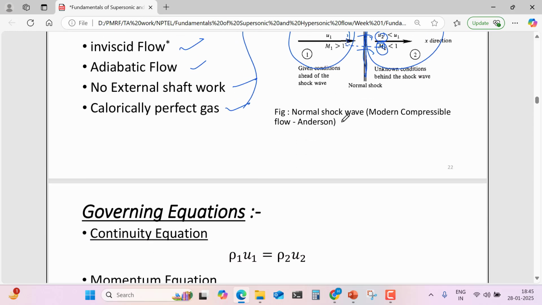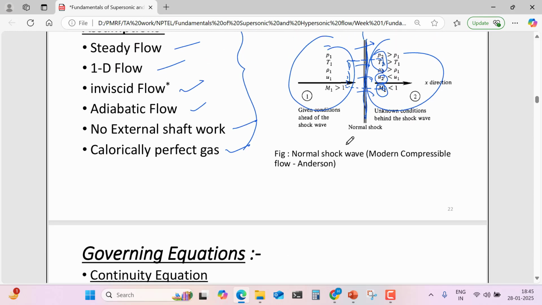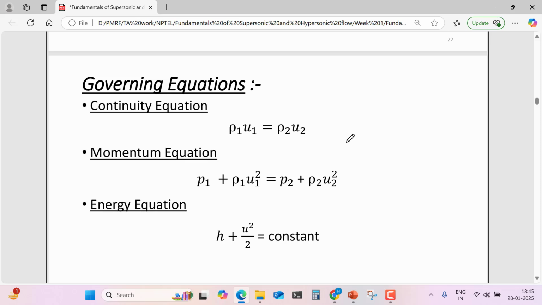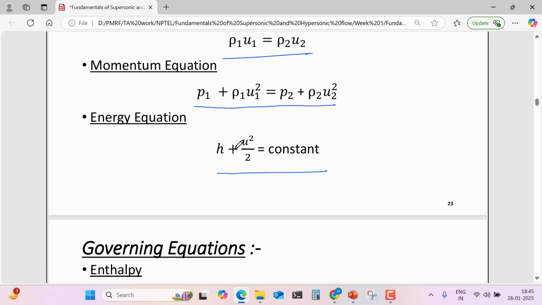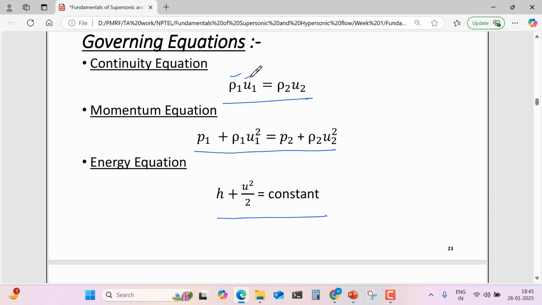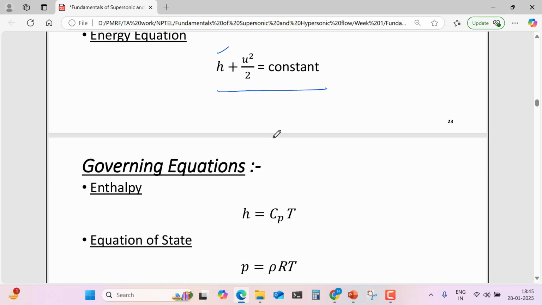After applying these equations, we find the simplified equations. Continuity will become ρ1 U1 equal to ρ2 U2. Momentum will become P1 plus ρ1 U1 square equal to P2 plus ρ2 U2 square. The energy equation will be h plus U square by 2 equal to constant. So here we have currently 4 unknowns and 3 equations, so we need more equations.